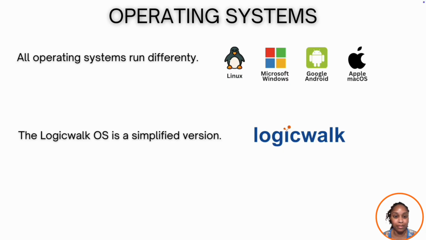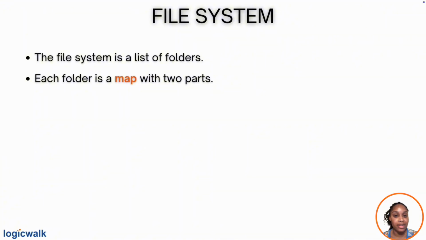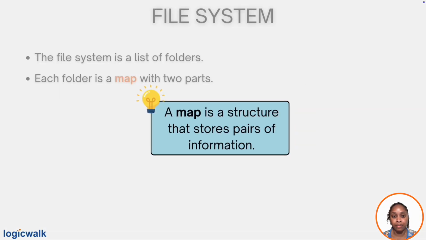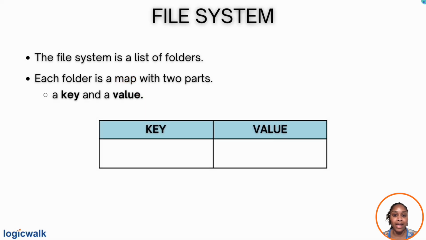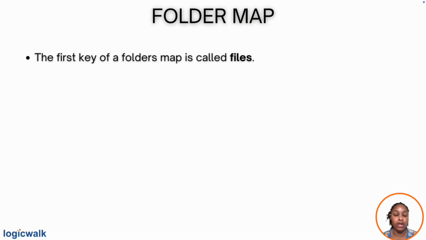Now let's begin. In the Logicwalk OS, the file system is just a list of folders, and each folder is represented as a map with two main parts. In this context, a map is a structure that stores pairs of information. Each pair consists of a key and a value. The key is a name, such as a file or folder name, and the value is the data or location associated with that name. The first key of a folder's map is called files.